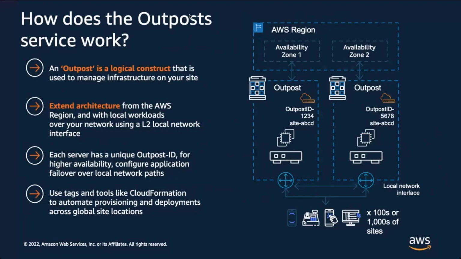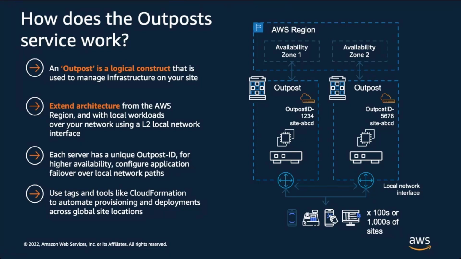So how does the service work? If you think about what we do today in a region, and this applies to an Outpost rack or an Outpost server, we have regions, we have availability zones. Those availability zones are essentially one or more data centers with discrete power and HVAC. Inside of those, we have servers. We have a lot of them. And we're really just taking some of that out of our data center and putting it in your data center. But it's still part of the region. It's effectively an extension of an availability zone.